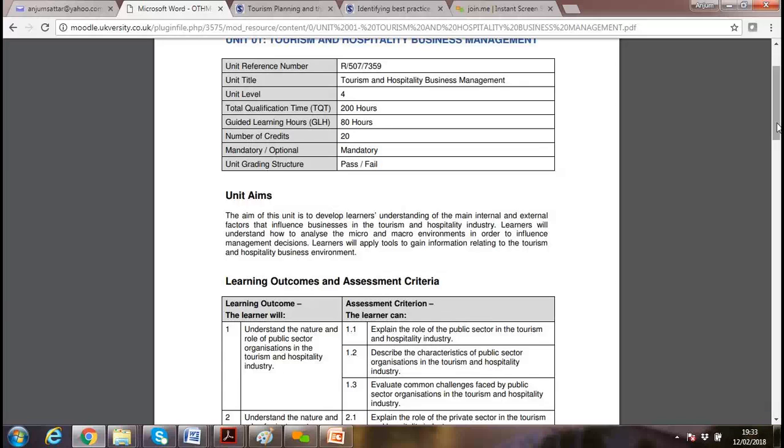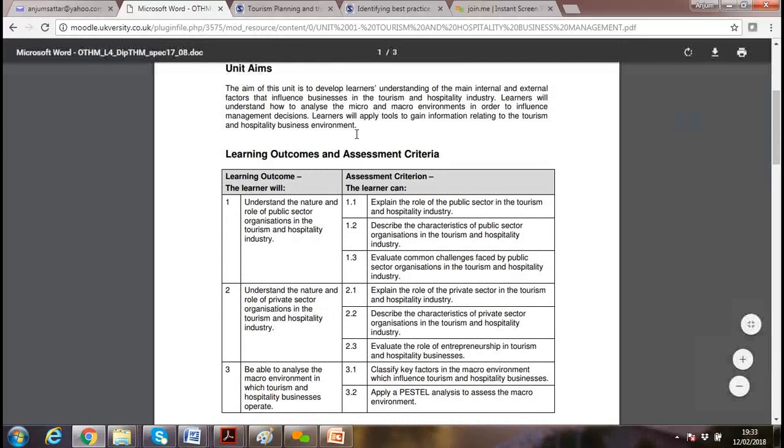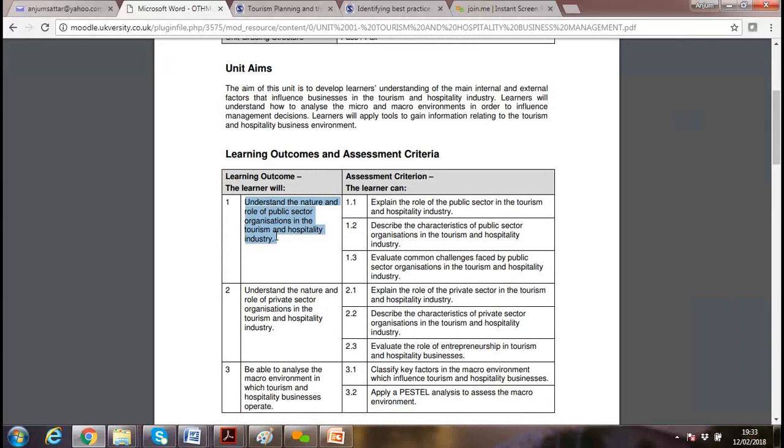So this unit is all about travel and hospitality business management. Within travel and hospitality, how we'll manage our business. Our first learning outcome is to understand the nature and role of public sector organizations in the tourism and hospitality industry. Public sector. What is meant by public sector then?